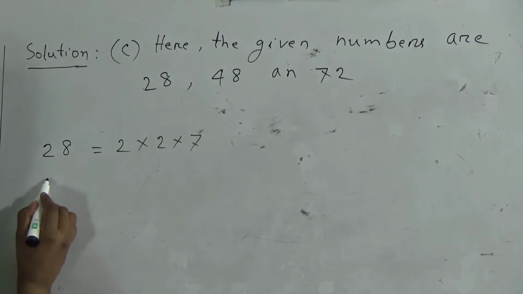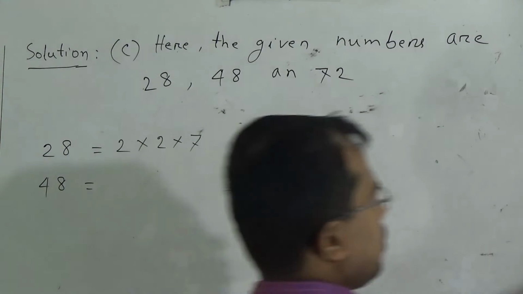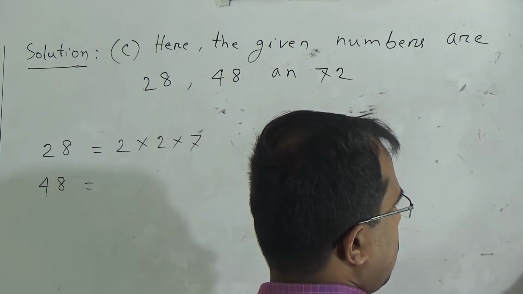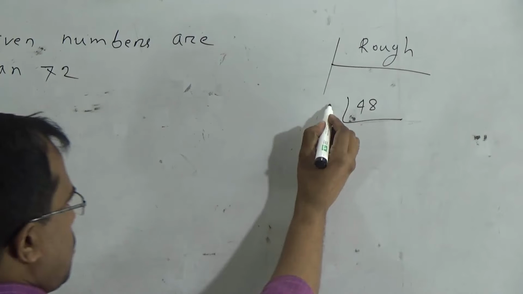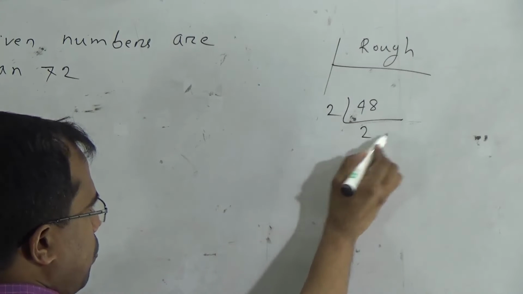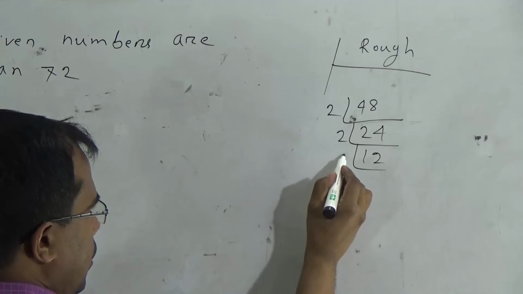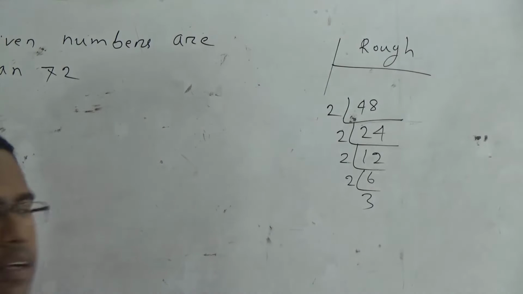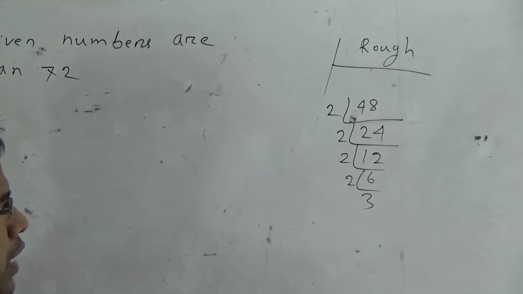In a similar way, we will find out the prime factors of 48. 48 equal to, here we can divide 48 by the smallest prime number 2, then it will be 24. Again we can divide 24 by 2, it will be 12. Again if we divide 12 by 2, it will be 6. Again we can divide 6 by 2, then it will be 3. 3 is a prime number. That means 2, 2, 2, 2 and 3 will be the prime factors of 48.